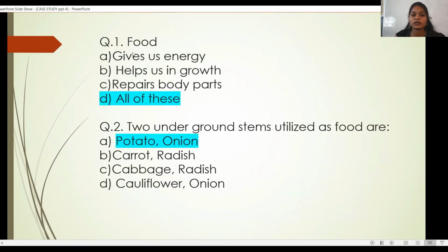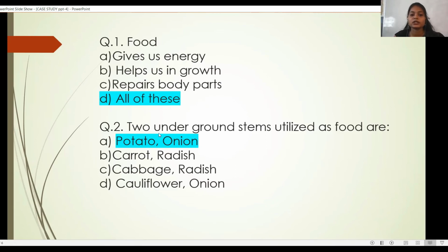So, our first question is: food is what? Gives us energy, helps us in growth, repairs body parts, or all of these. So, here the appropriate answer for this question is all of these. We can get energy from food, it helps in growth, and it repairs our body parts.